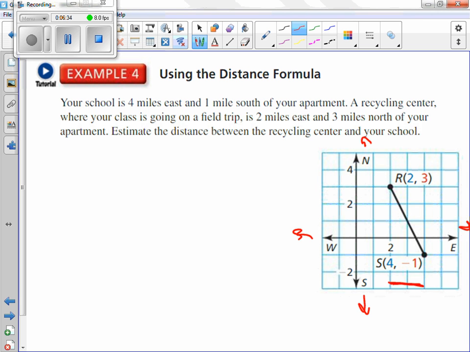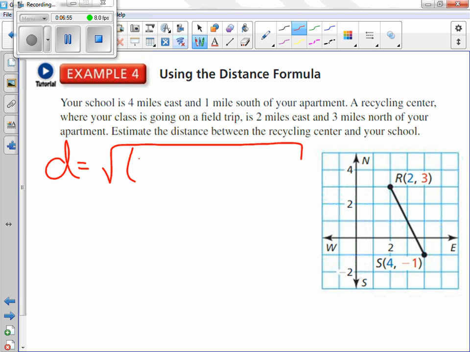Now, a recycling center where your class is going on a field trip is 2 miles east and 4 miles north of your apartment. 2 miles east, 4 miles north. That's how we got these points here. Now what we want to do is we want to find the distance between them. Now the distance formula, D, is equal to the square root of (x2 minus x1) squared plus (y2 minus y1) squared.